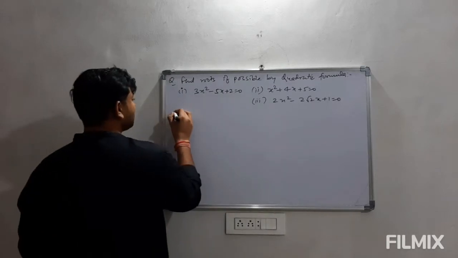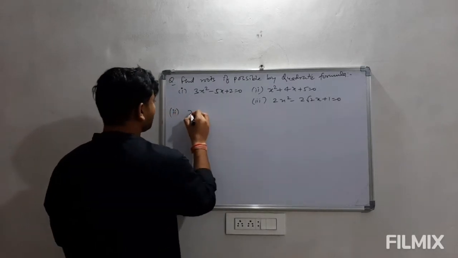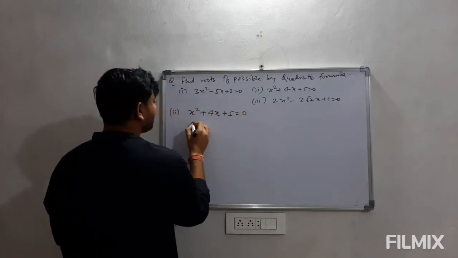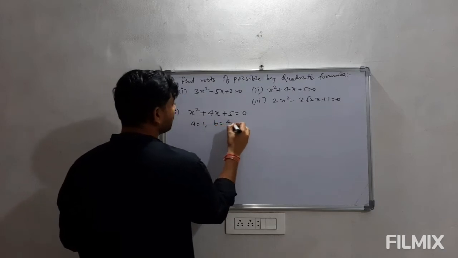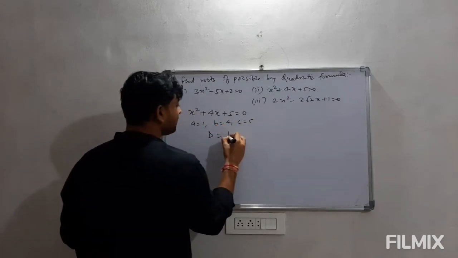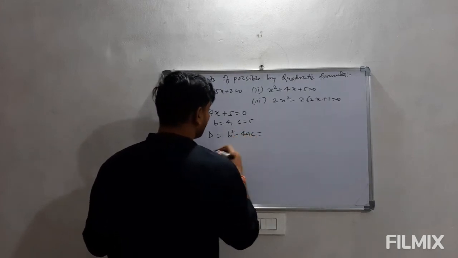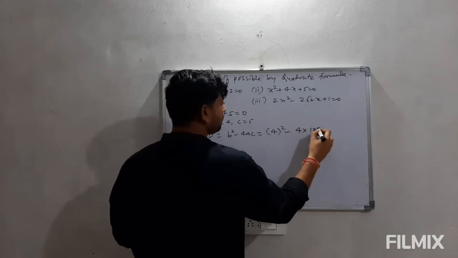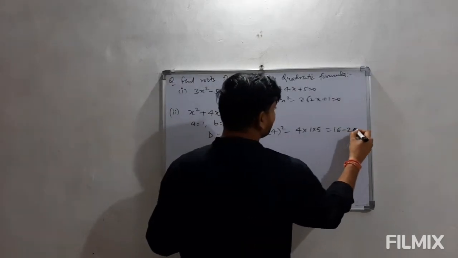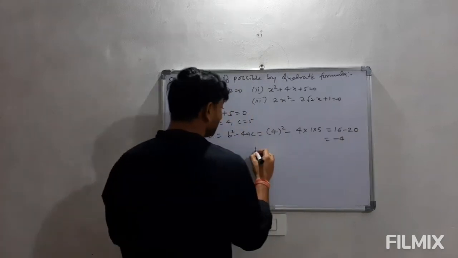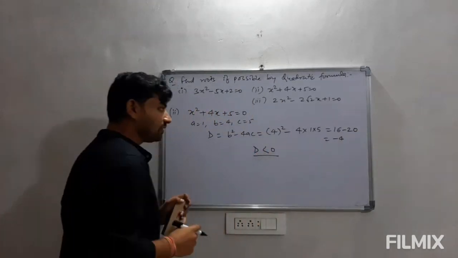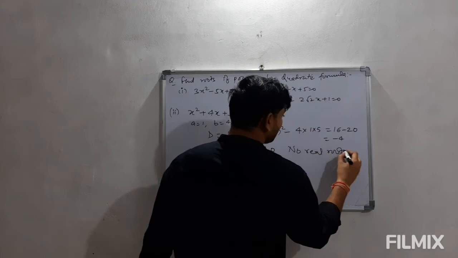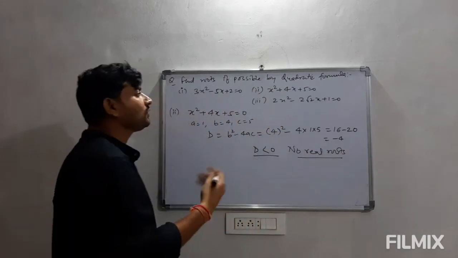Now come to the second part here, that is x square plus 4x plus 5 is equal to 0. Here clearly a is equal to 1, b is equal to 4 and c is equal to 5. The discriminant is b square minus 4ac. Substitute the values: 4 square minus 4 into 1 into 5, which is 16 minus 20, that is minus 4. Clearly the discriminant is less than 0. There is no possibility of real roots, so we write no real roots. So we will not solve it further.